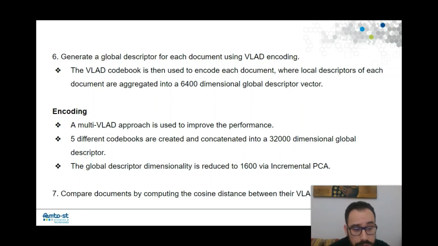And finally, we used the incremental PCA to reduce the size of the vector to 1,600 descriptors, because we used the incremental PCA to solve the memory problem, because the training data set was very large. And in the final step, we compared the documents by computing the cosine distance. And that's all.